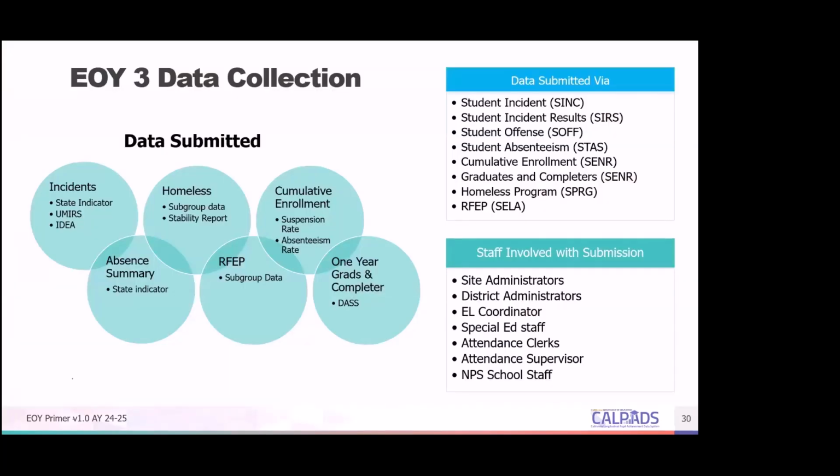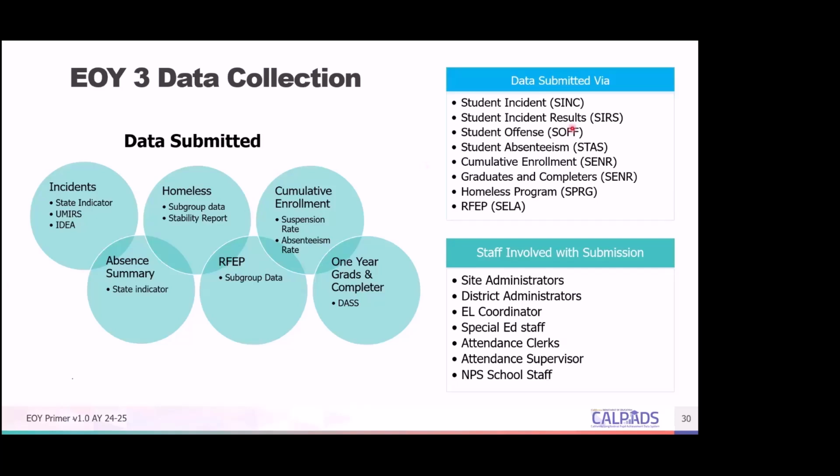End of year three has several key data collections, and by file type, it's the largest data collection in CALPADS. In general, the data in end of year three is collected to satisfy the requirements of the Every Student Succeeds Act, or ESSA, the Individuals with Disabilities in Education Act, or IDEA, and end of year three has data that informs several of the California School Dashboard indicators and other state level accountability mechanisms.